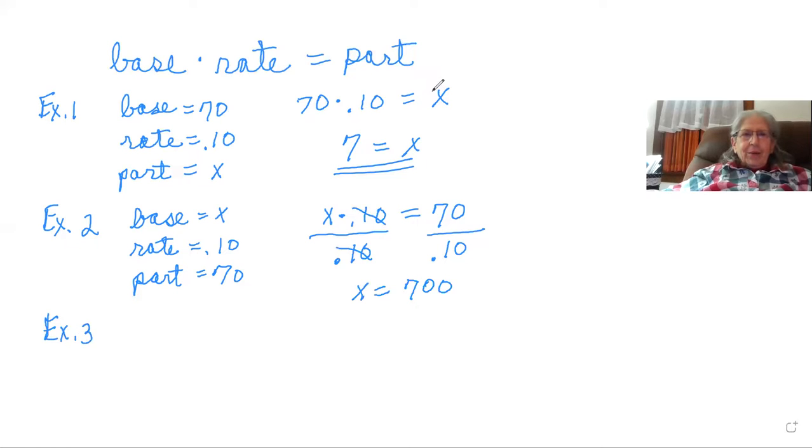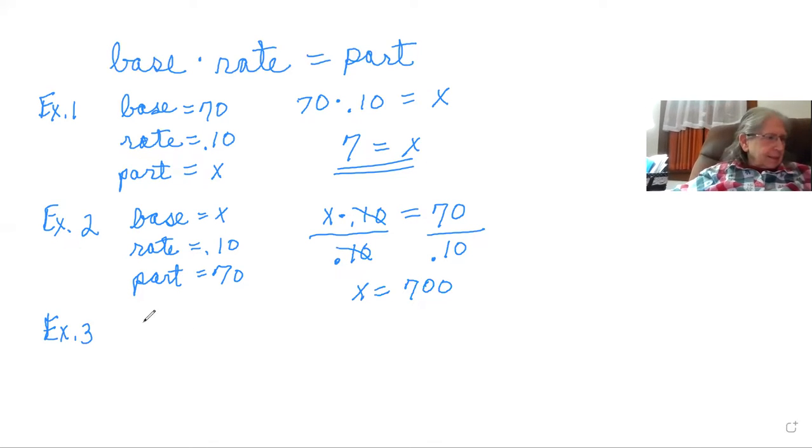Okay, example 3. Now we did one where the part was the x. We did one where the base was the x. What do you think the next one's going to be? Oh, yeah, right. The rate is the x. Okay, so we've got the base is 700. The rate is x. That's what we're asked to find. And the part is 210.